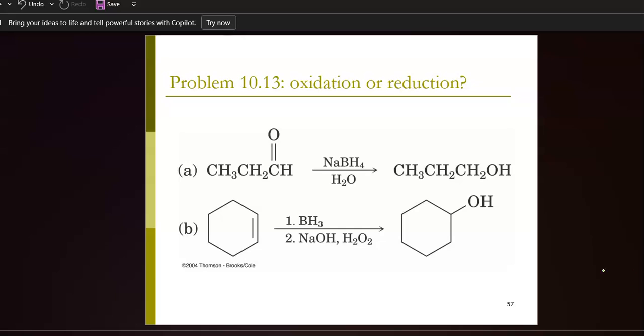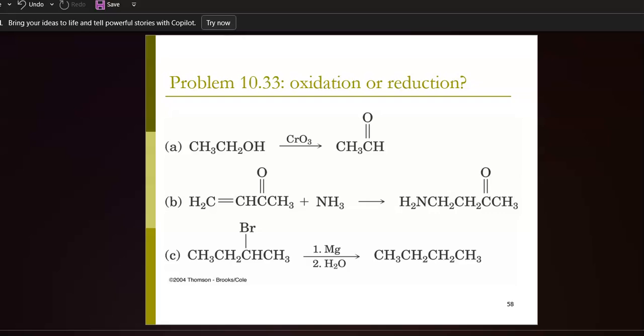Finally, we have an example here to see if we can solve this to understand oxidation and reduction. If you look, we are going from an aldehyde to an alcohol, so we are going from a higher oxidation level to a lower oxidation level. So this is actually a reduction reaction. The next one, we are again going from a lower oxidation level to a higher oxidation level, so this is an oxidation reaction. We have gained a carbon-oxygen bond. Remember, gaining a carbon-oxygen bond is an oxidation reaction.